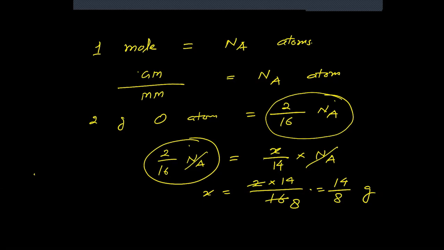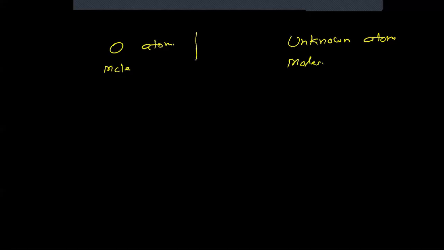Atomic ratio is equal to molar ratio, so you don't need to convert it into atoms. You can just say the number of moles of oxygen atoms is equal to the number of moles of unknown atoms in the options. Moles of oxygen atoms should be equal to moles of unknown atoms, because this is just a multiplication by Na, which will get cancelled. So if atoms are the same, moles will also be the same.